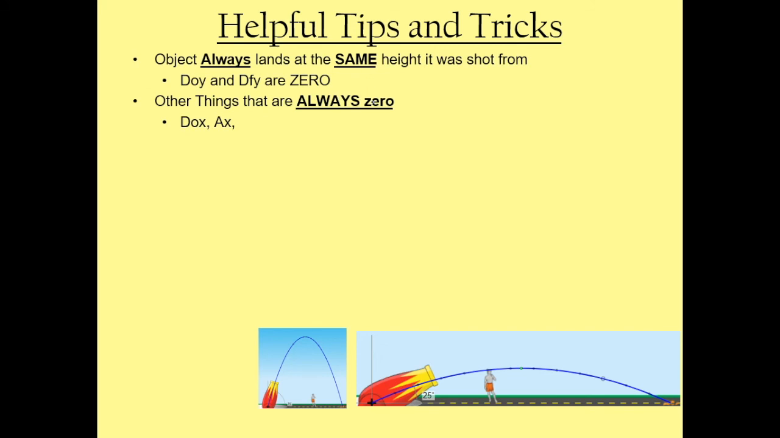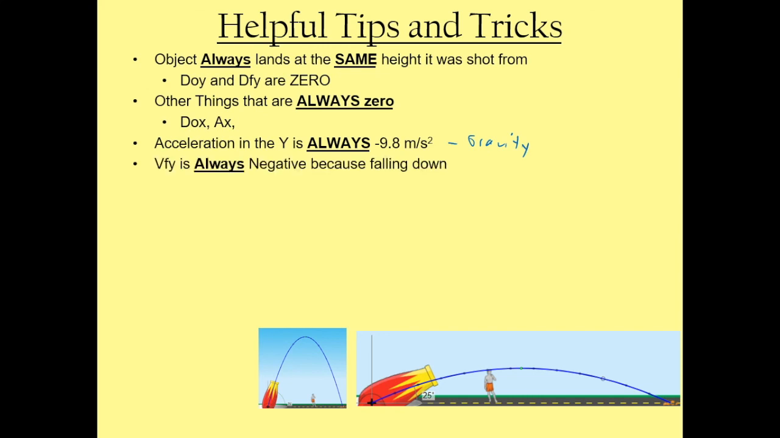Other things that are always 0 are our initial distance in the x and acceleration in the x. We know that acceleration in the y is always negative 9.8 meters per second squared. And again, this is just because of gravity, and gravity only acts in the y direction. VFY is always negative because we're falling down.